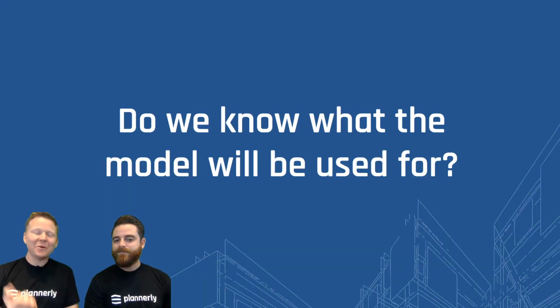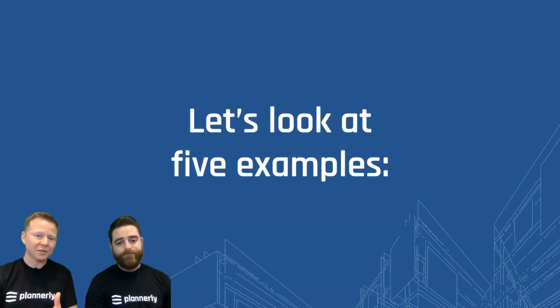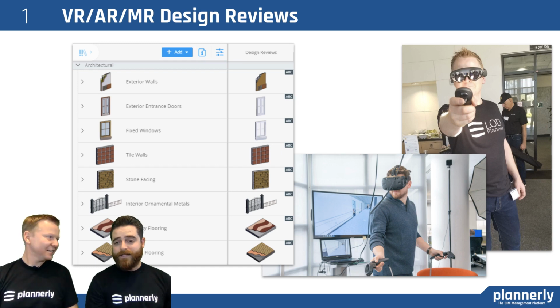So how do we know the model that we are either creating or receiving is going to be useful? Well, there are many model uses, ranging from design through simulation, etc. Let's look at five examples. The first example is design reviews. We're seeing a lot more AR and VR being introduced into the workflow. Now more than ever, we're being asked to model for this. As an architect, we now have to know exactly what we're going to do for these design reviews and make sure we're aligned with the owner.